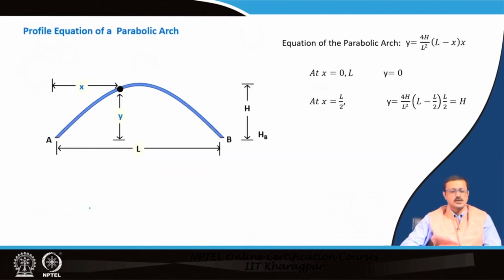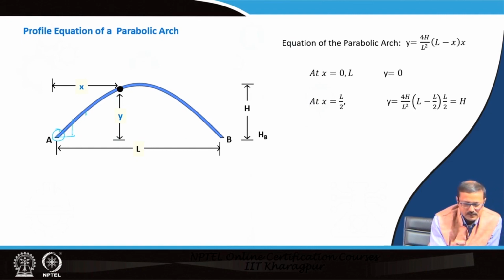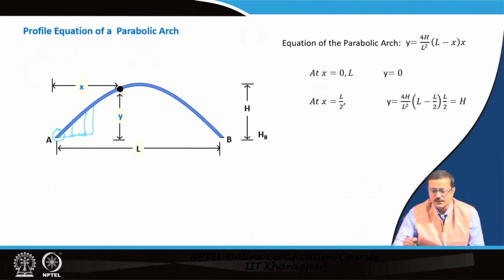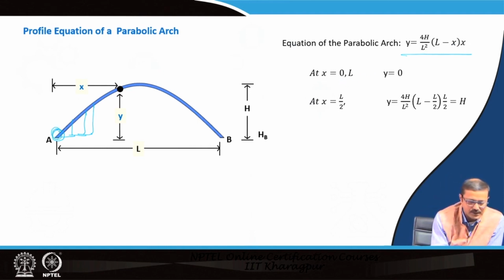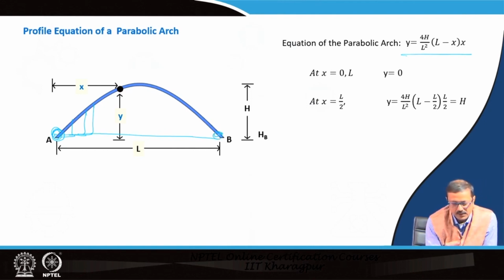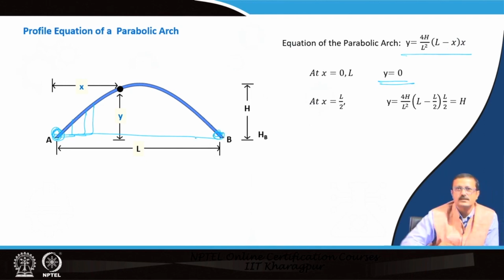Now, let us go to the parabolic arch. Before we go to the explanation of the action of the parabolic arch, let us see what the equation of the parabola should be, which is very important, because I need to know the height y at any distance x from the origin. The equation of this parabola is y equal to 4h by L square into L minus x into x. If you put x equal to 0, which is this origin point, and x equal to L, which is this point B, the other extreme, you get y equal to 0, as it has to be, because there is no elevation at these two points.